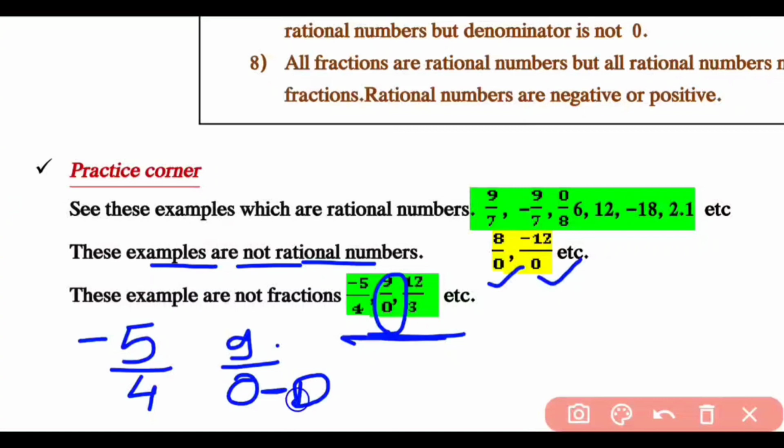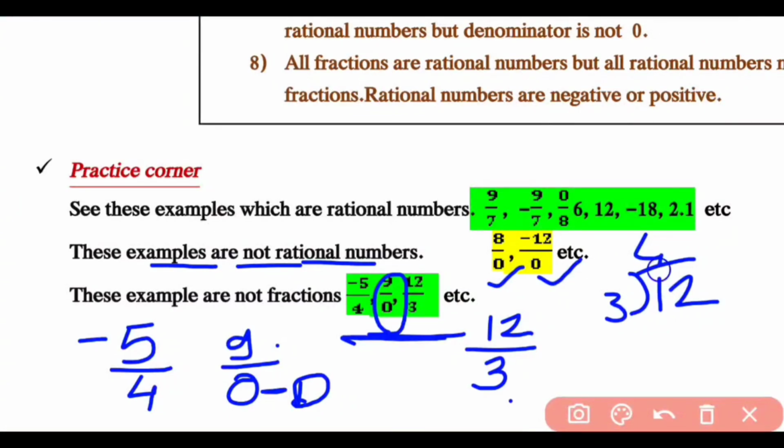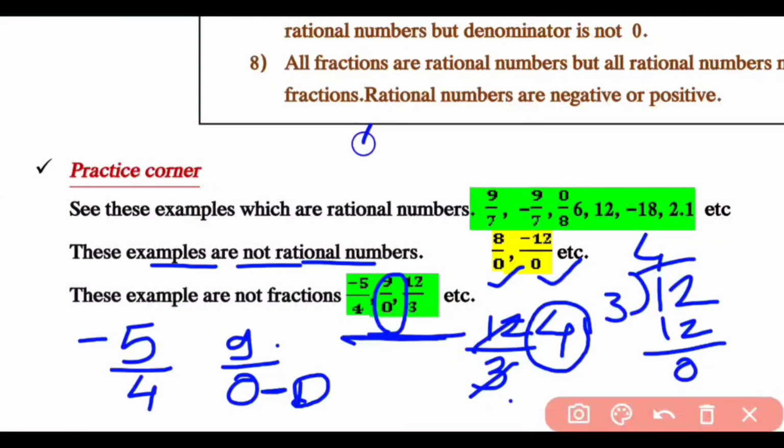Now the third number is 12 upon 3. 12 upon 3 is not a fraction. Why is it not a fraction? Because 12 is completely divisible by 3. If you divide 12 by 3, we get 3 4s are 12 and the remainder is 0. So we are getting 4, a simple integer. So 12 upon 3 is not a fraction because 12 is completely divisible by 3. But 12 upon 3 is a rational number, because though the answer is 4, 4 can be written as 4 upon 1, and that's why 12 upon 3 is a rational number, but it is not a fraction.